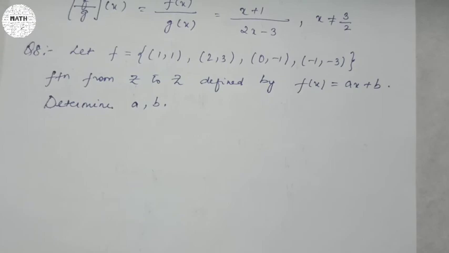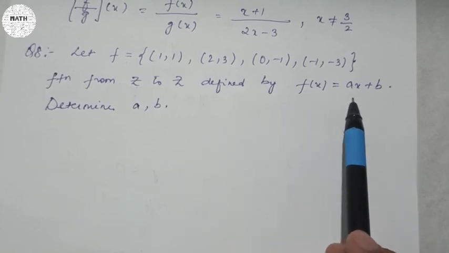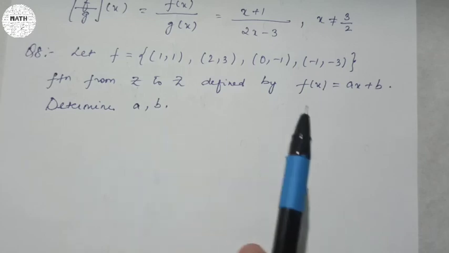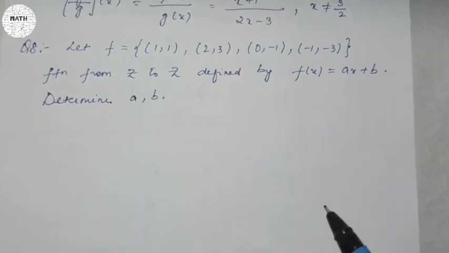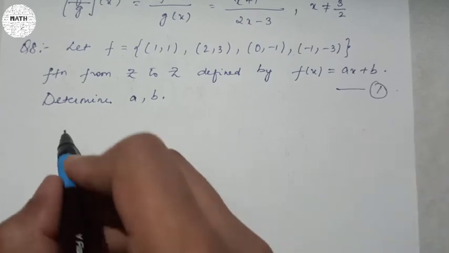Question number 8 is given to be let f is equal to {(1, 1), (2, 3), (0, -1), (-1, -3)} be a function from Z to Z defined by f of x is equal to ax plus b, for some integers a, b. I have to find the answer of a, b. Okay, so let me just make this one to be your equation number 1.